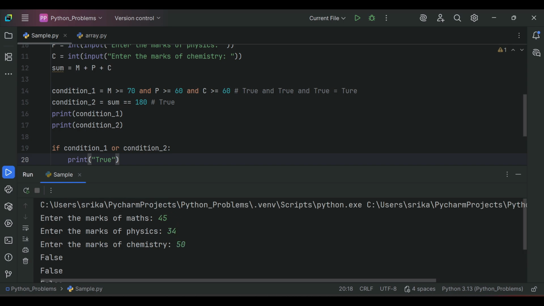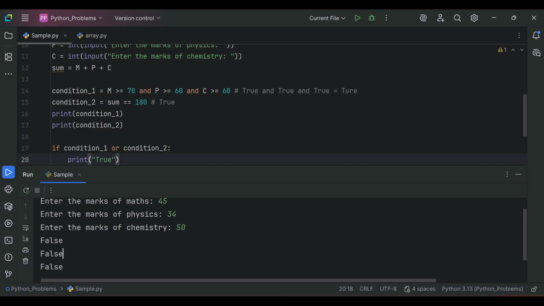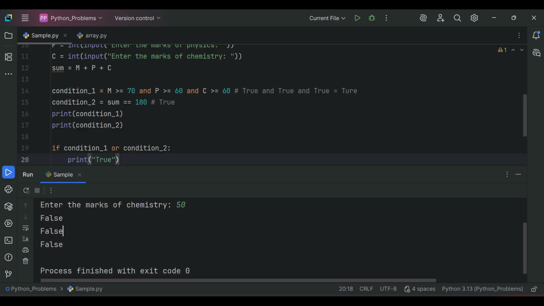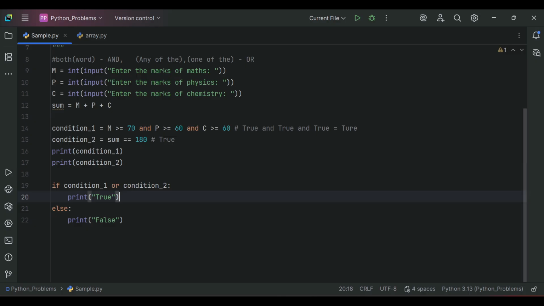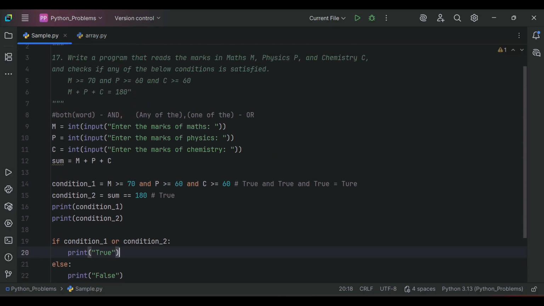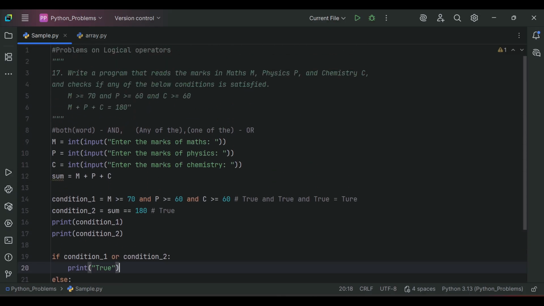Here 45 plus 34, 79, 79 plus 50, 129. 129 means that it is not equal to 180. That's why the second condition is also false. Then false or false is false. Okay, like that we have to check the problem. Let's go to the next problem, friends.